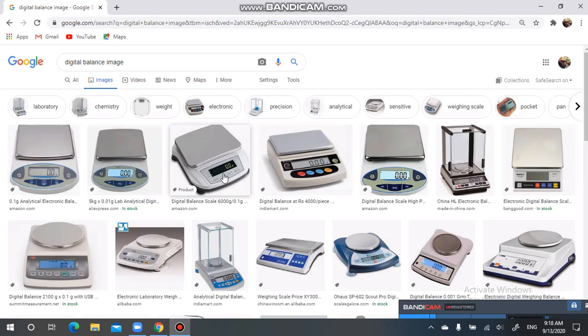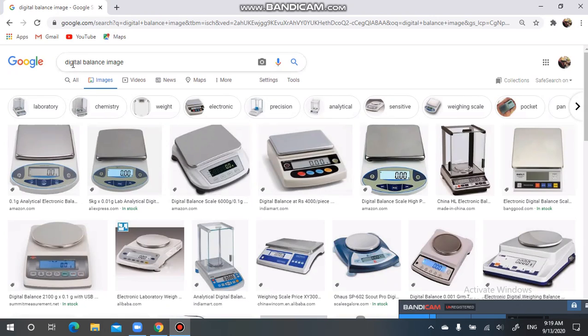So what is the measuring unit of mass in chemistry? Kilogram. But we use the measuring unit gram in chemistry, and maybe we also use milligram. So the measuring unit of mass in chemistry, or when using chemicals, is gram or milligram. So to measure the mass, we use a digital balance, and the measuring unit is gram or milligram.